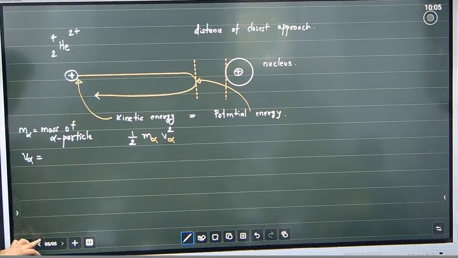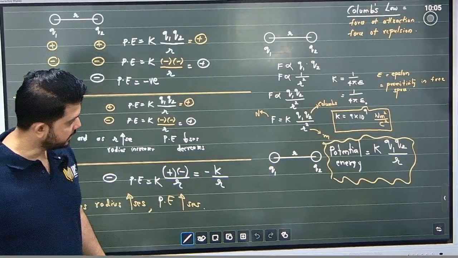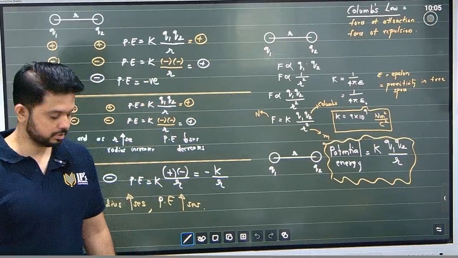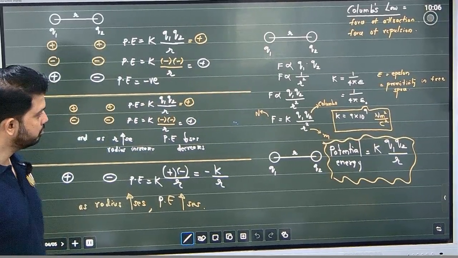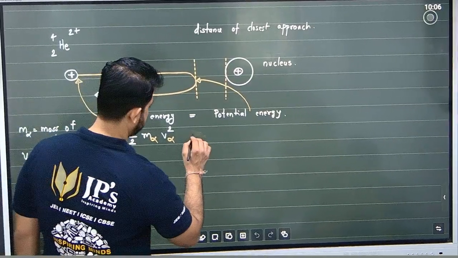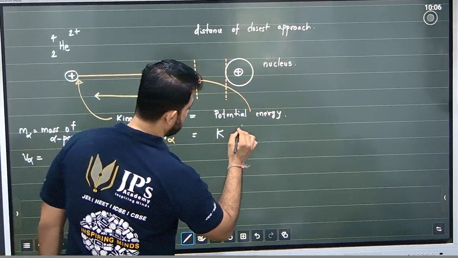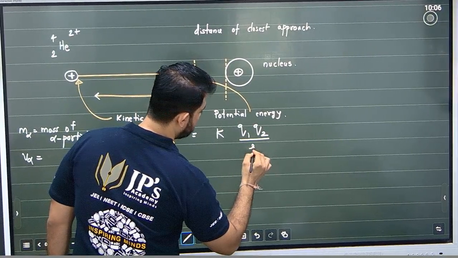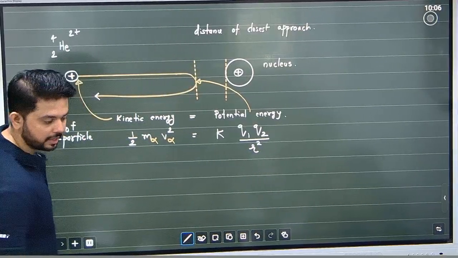What was the formula of potential energy? K into Q1 Q2 upon R square. You know what that R is?